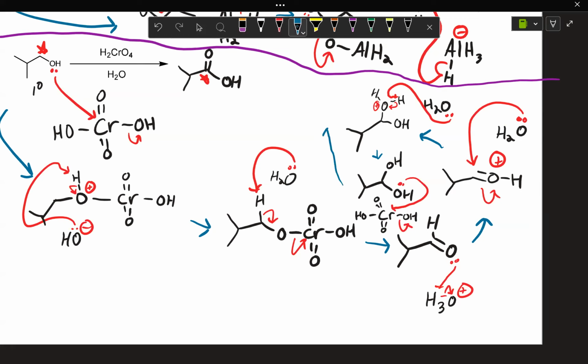So now we have one of these hydroxyl groups connected to chromic acid. And that's going to have a positive charge. So we're going to need to deprotonate that. We can use the hydroxyl group we just kicked off chromic acid to do that. Get rid of that positive charge.